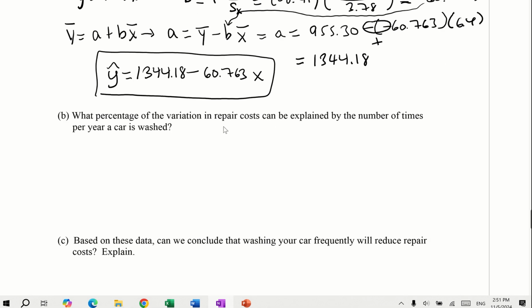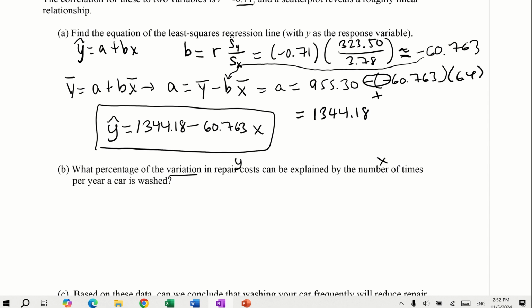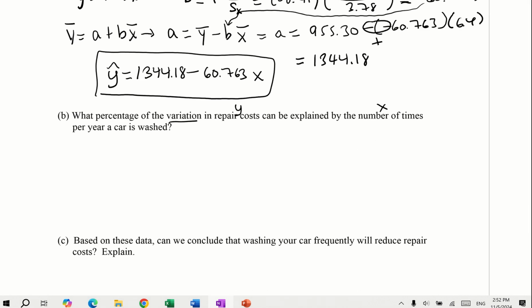What percent of the variation in repair costs can be explained by the number of times per year a car is washed? When you see percent of the variation in y that can be explained by x, when you see that terminology used, you're looking for r squared. They're looking for the coefficient of determination, which is r squared.